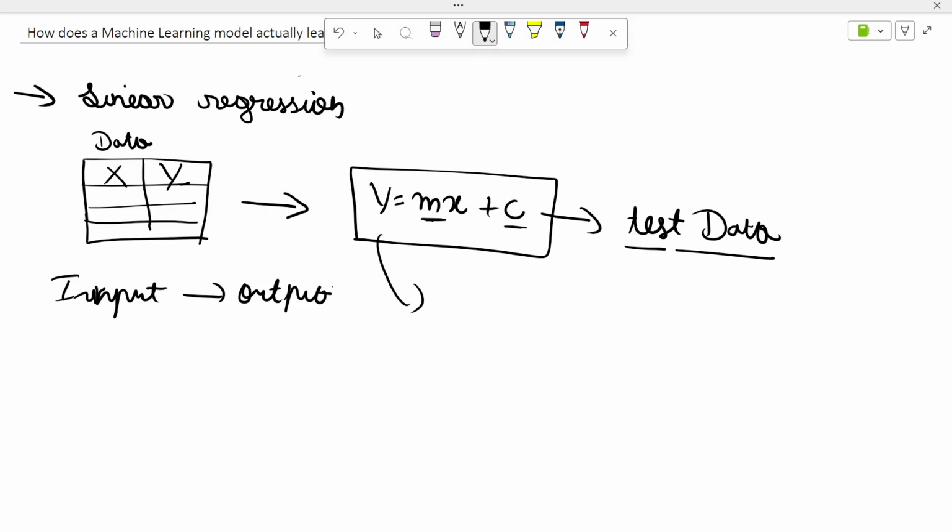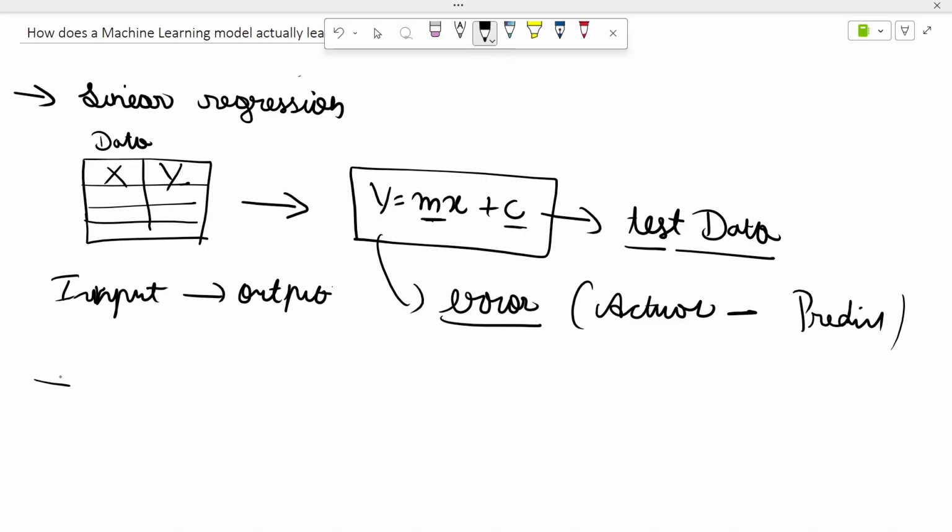There I explained about the errors. The actual value given in the data and what you predicted, the difference is the error. I also explained mean squared error, where you square the difference and then take the mean, summation and then taking the mean of that error for all the values.